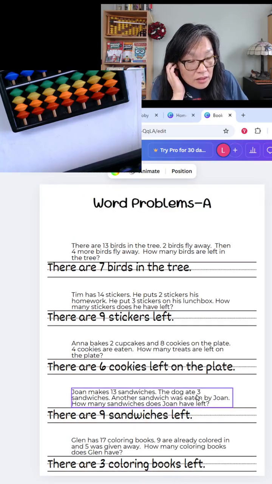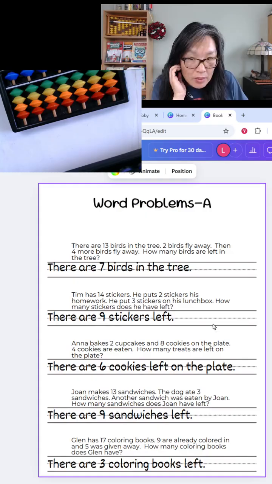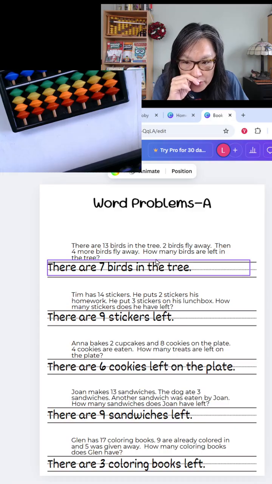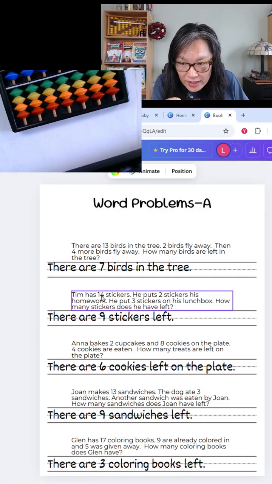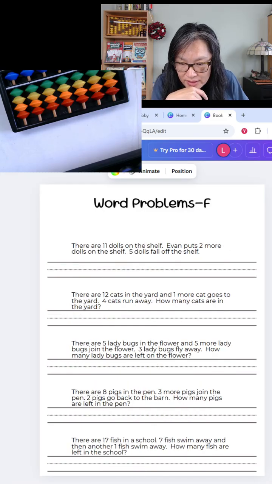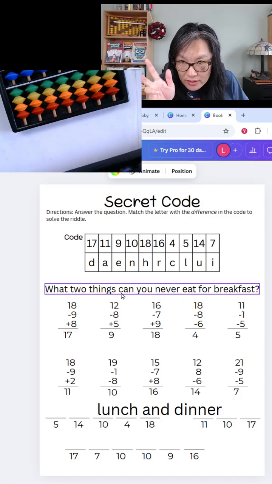But then here are my word problems. I made the word problems to be a little bit more than just two digits. I made it 3 lines. So it has 14 stickers, take away the 2, take away the 3. And then there's 1, 2, 3, 4, 5, 6. There are 6 pages of word problems, and then this is secret code.